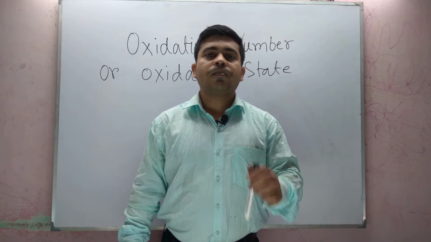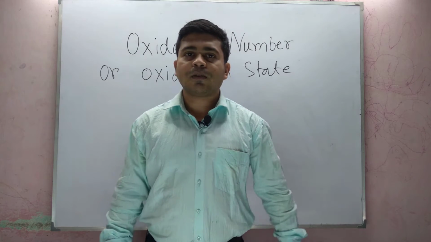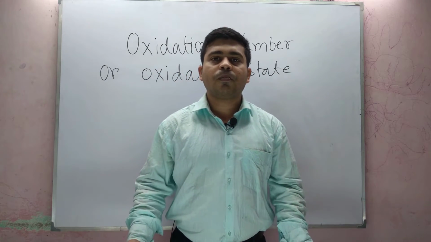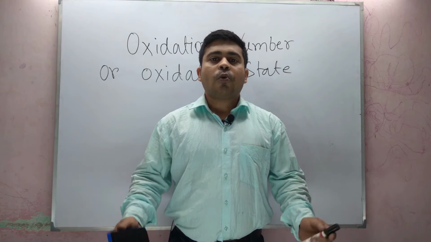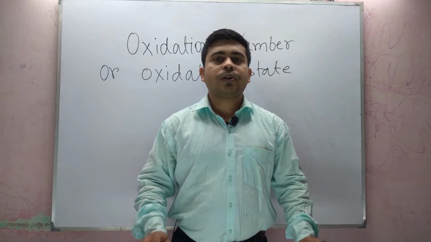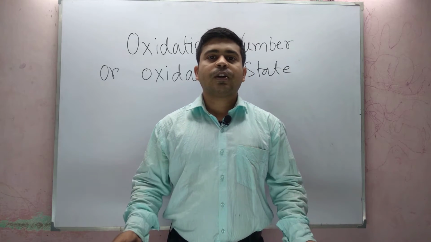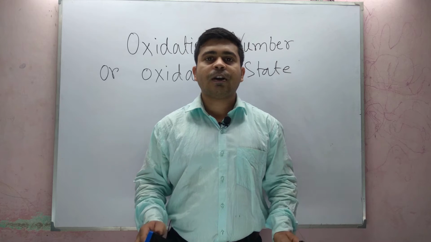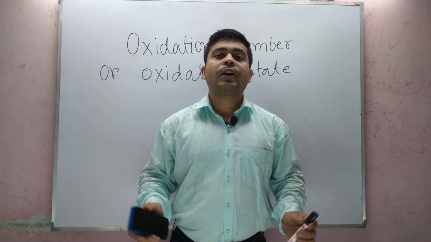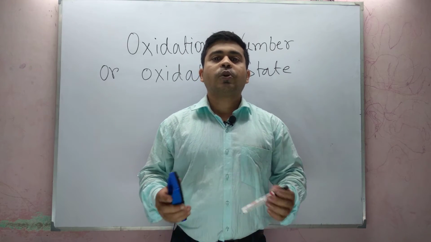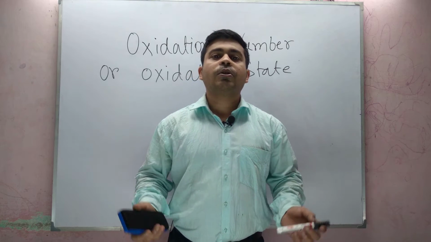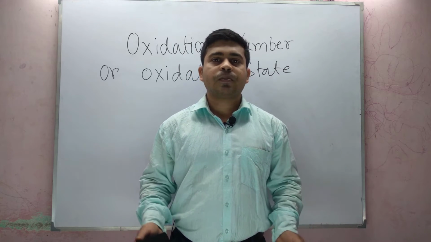But the oxidation number defines the combining capacity of the element better. Oxidation number defines oxidation and reduction. We know that if oxidation number increases, oxidation takes place, and if oxidation number decreases, reduction takes place. Now the question is, what is oxidation number or oxidation state?